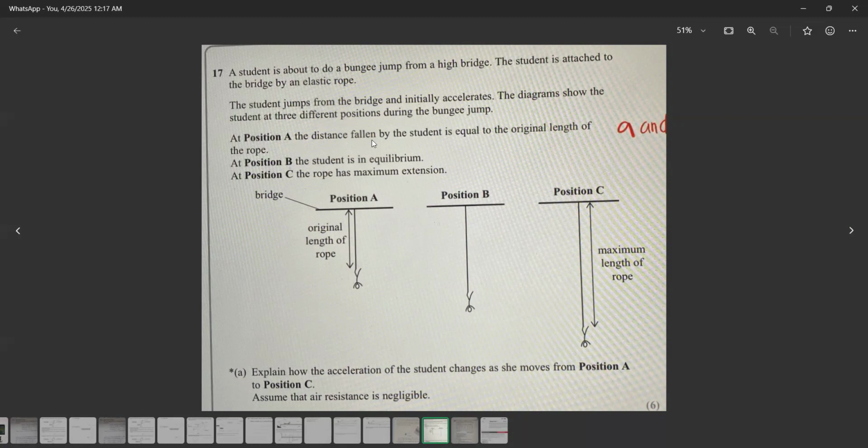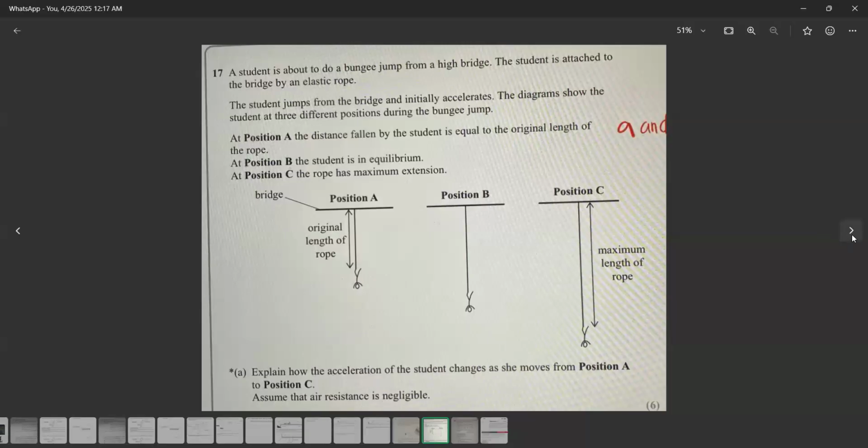The diagram shows a student at three different positions. At A, the distance fallen by the student is equal to the original length of the rope. At B, the student is in equilibrium. When we say equilibrium, it means no resultant force. And at C, the rope is at maximum extension, and the rope will try to pull the student, so he will start to decelerate. Explain how the acceleration of the student changes as she moves from position A to position C.